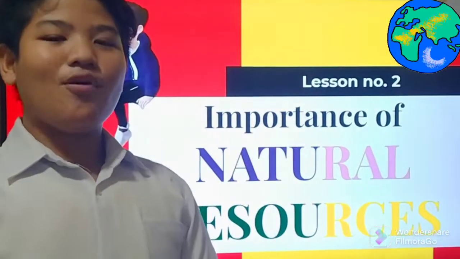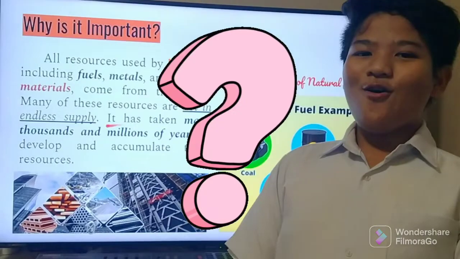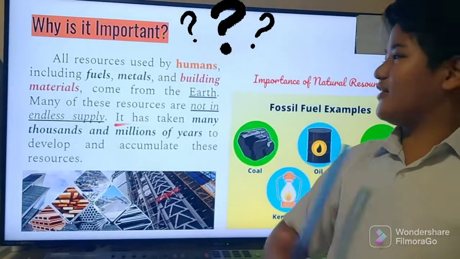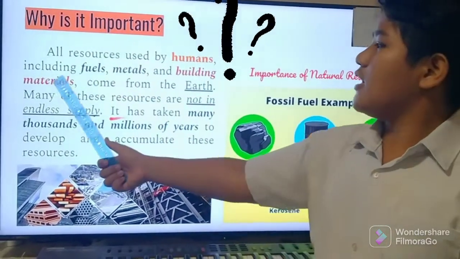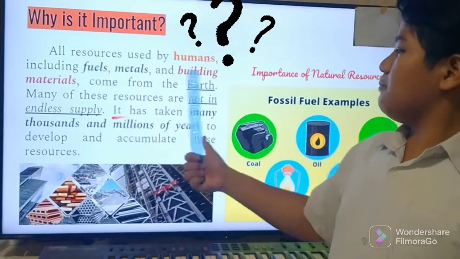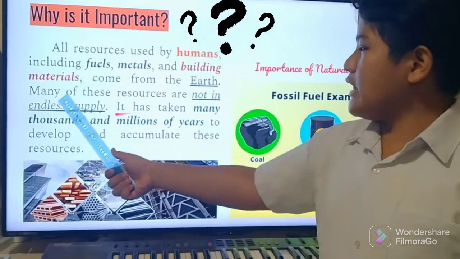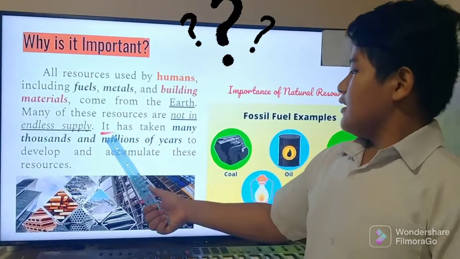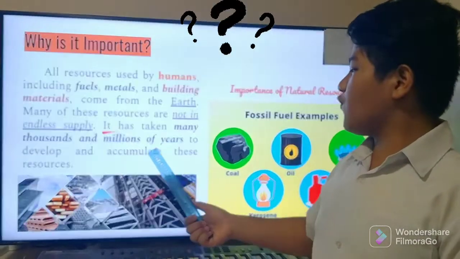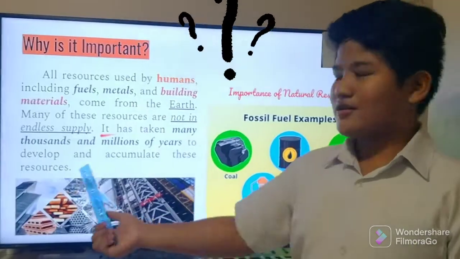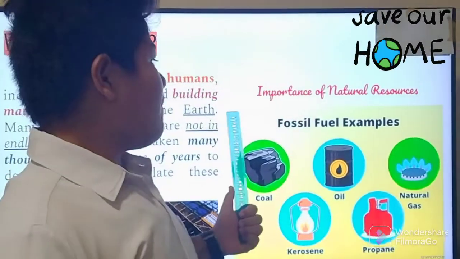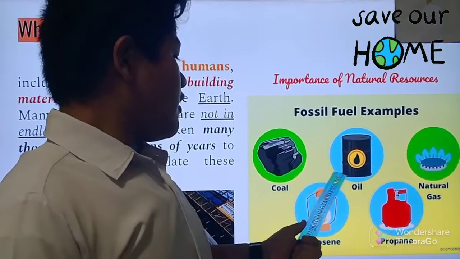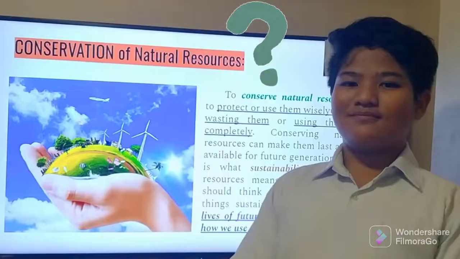Lesson number 2, Importance of natural resources. Why are natural resources important? All resources used by humans, including fuels, materials, and building materials, come from the earth. Many of these resources are not in endless supply. It has taken many thousands and millions of years to develop and accumulate these resources. That is about the importance of natural resources. Fossil fuel examples: coal, kerosene, oil, propane, and natural gas.